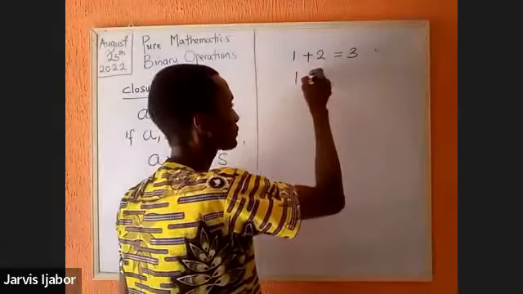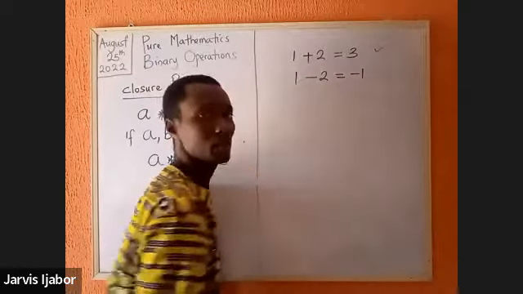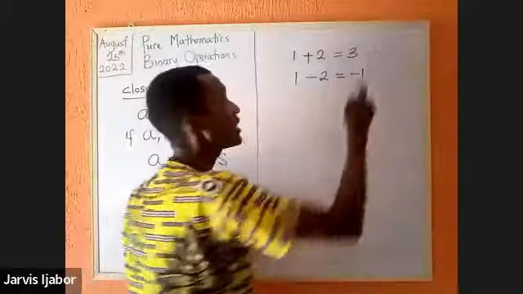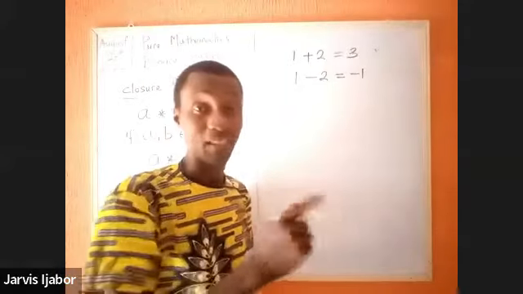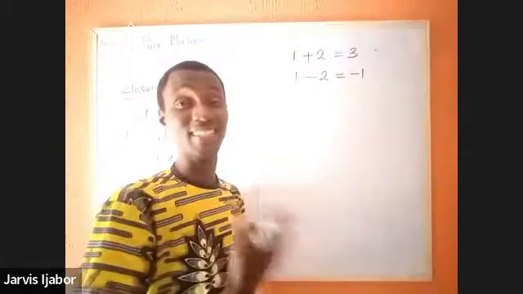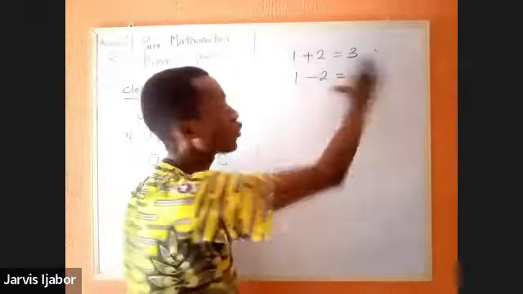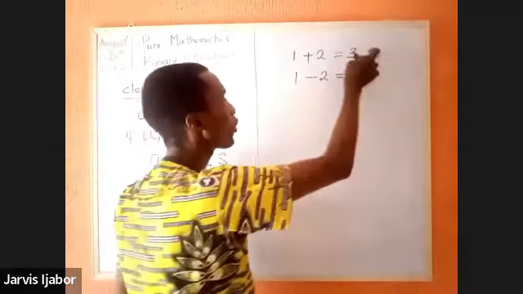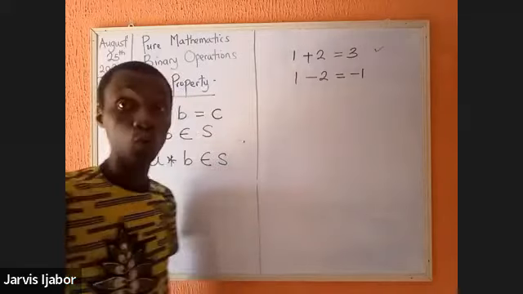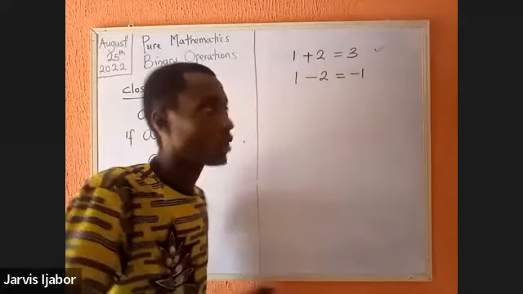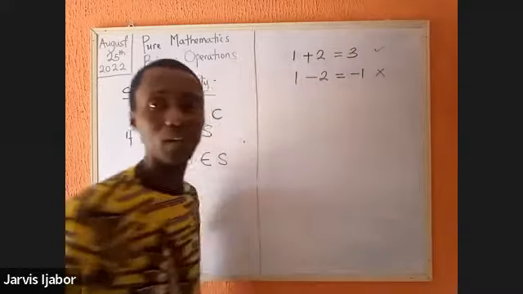Let's see what happens to subtraction. If I say 1 minus 2, I'm going to have negative 1. But remember that I am dealing with the set of whole numbers. Because if I change the narrative to integers, the answer will change too. But I'm dealing with positive whole numbers. I'm getting a negative here, so this one will not be closed under that operation.